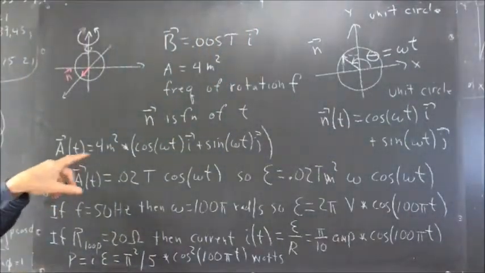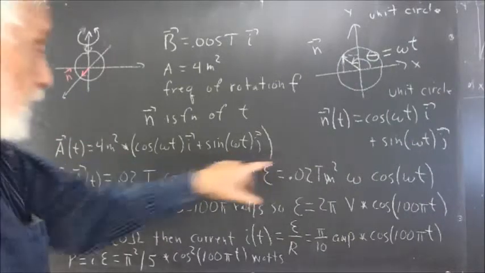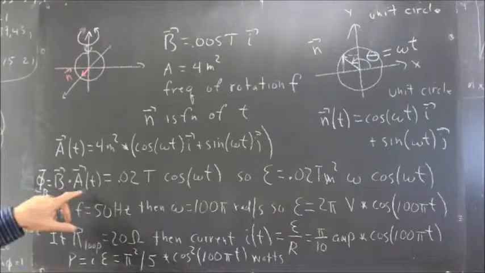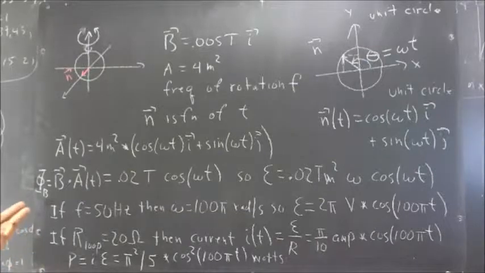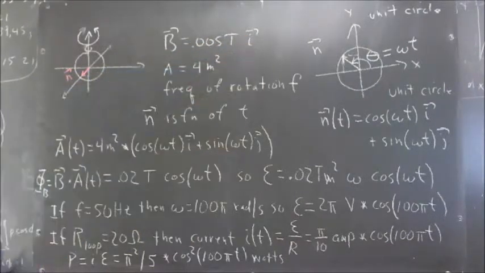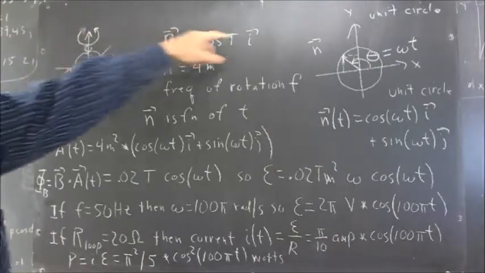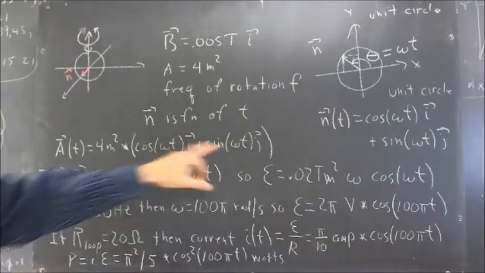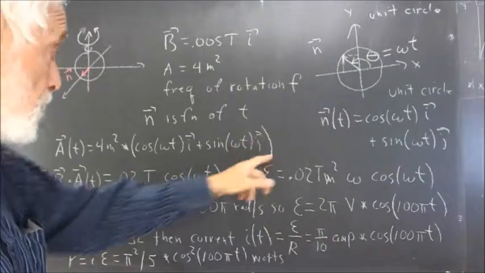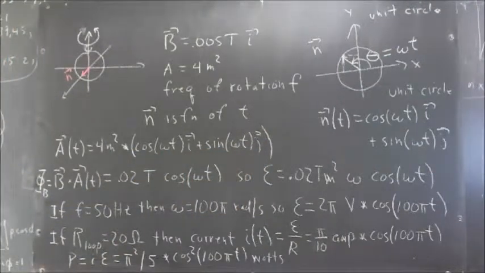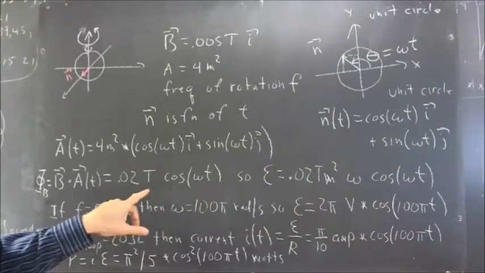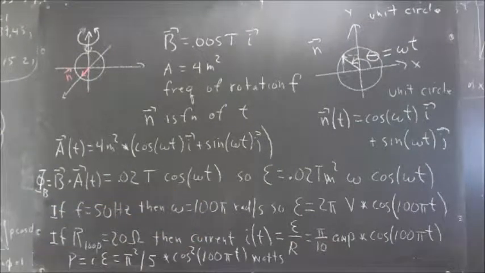So now our area vector is the area, 4 meters squared, multiplied by the time-varying normal vector. The flux then is the dot product of B with the area vector. Taking the dot product of 0.005 Tesla times i with the area vector, the j component is going to give us 0. The i component is just going to be 0.005 Tesla times the 4 meters squared times the cosine of omega t, which gives us 0.02 Tesla meters squared times the cosine of omega t.